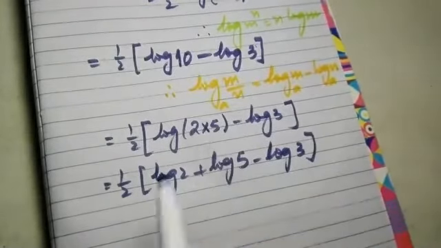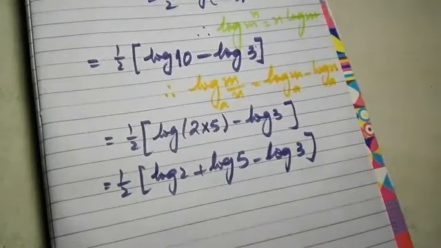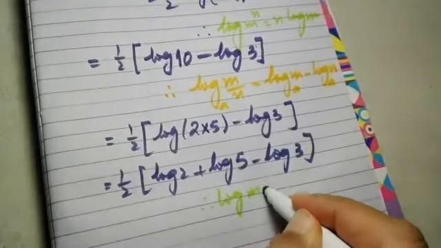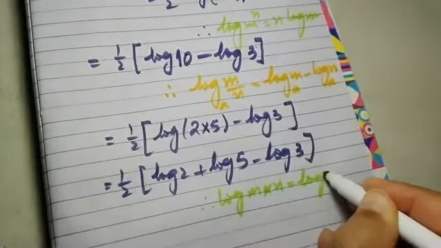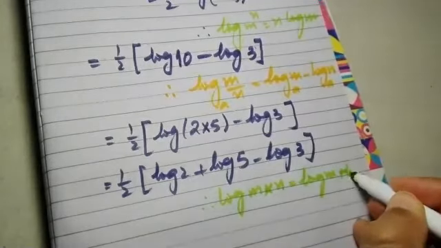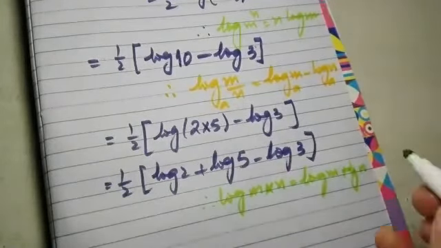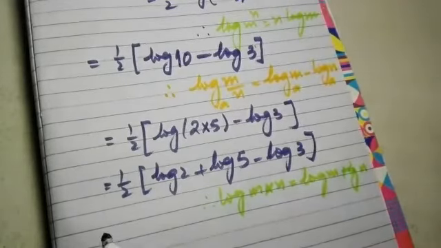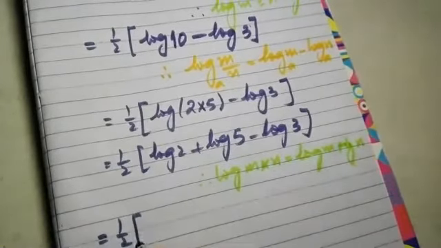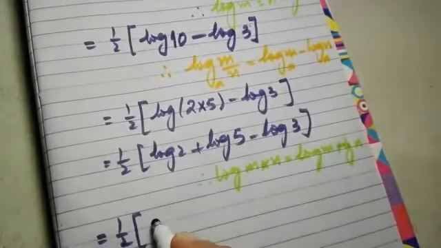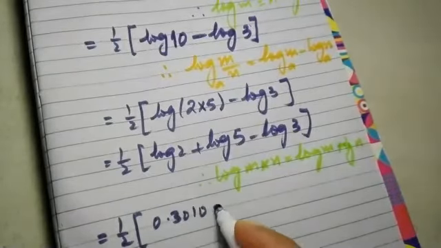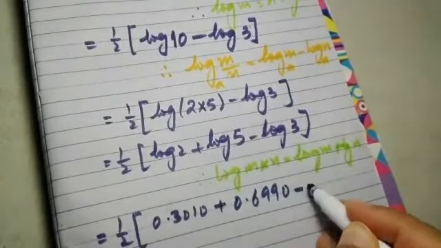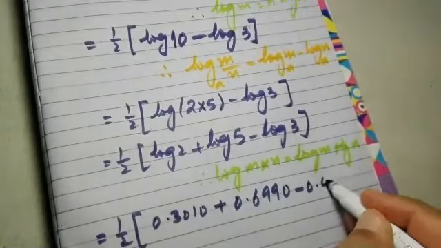By which law have we converted 2 times 5 into a sum of two logarithms? This is because of the very first law, that log of m times n is equal to log m plus log n. Now we have all the values to substitute in the statement of the question. Log 2 is already given in the question, this is 0.3010. Log 5 is given as 0.6990. And log 3 is 0.4771.